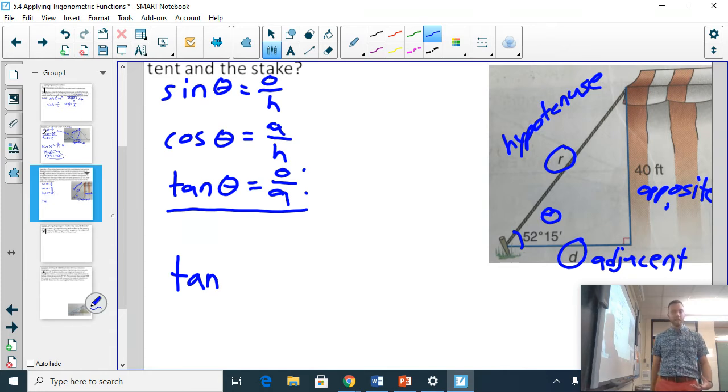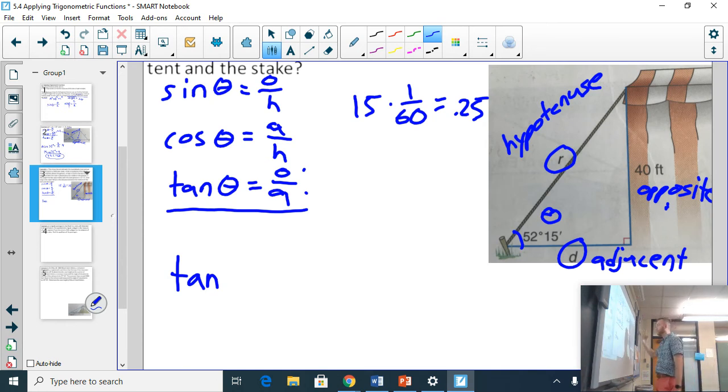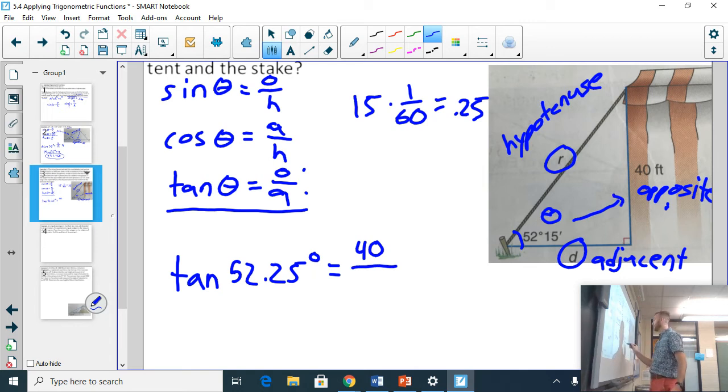Ooh, that might be tough to put in a calculator, right? So we're going to have to do 15 times 1/60th to put it in degrees. And that's going to be 0.25. Probably don't need a calculator for that one. 15 times 4 is 60. So that'll be 1/4 or 0.25. And so if we have tangent of 52.25 degrees, that is going to equal opposite, which is 40 feet, opposite of this angle, all over adjacent, which is what we don't know.